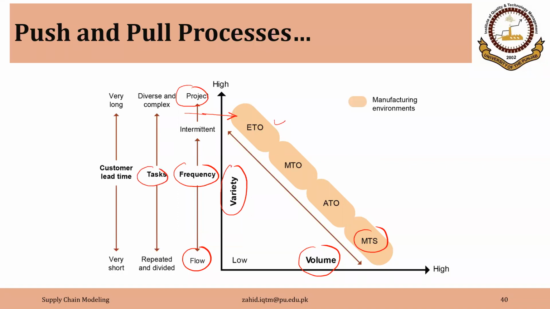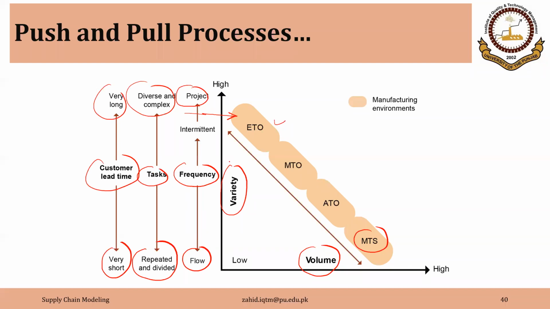Tasks in engineer to order or make to order are diverse and complex. And as we move down, the processes are repeated, divided, and specialized. The customer lead time is very long in the case of engineer to order and make to order, and it is very short in the case of make to stock.